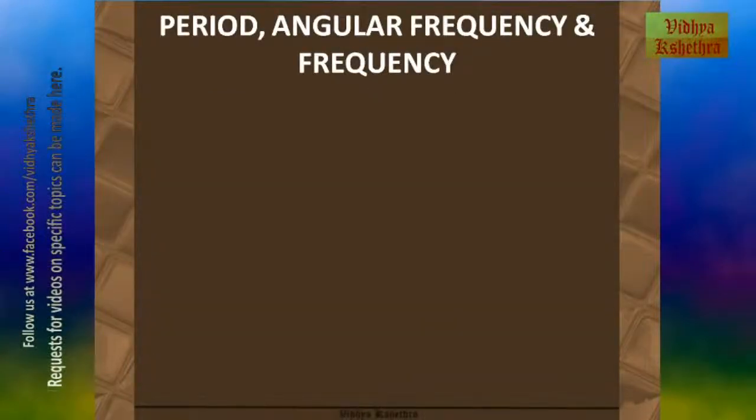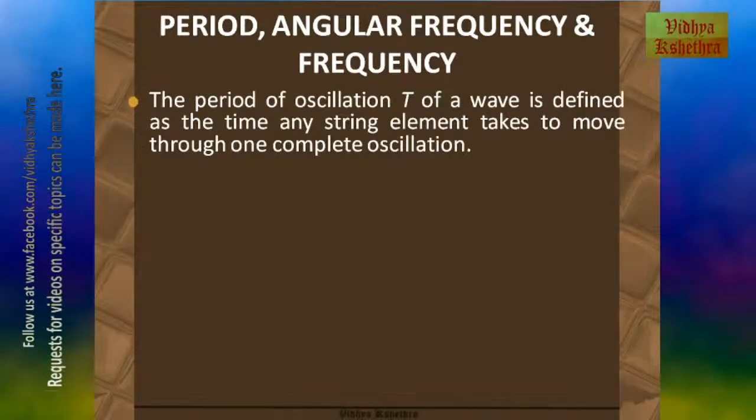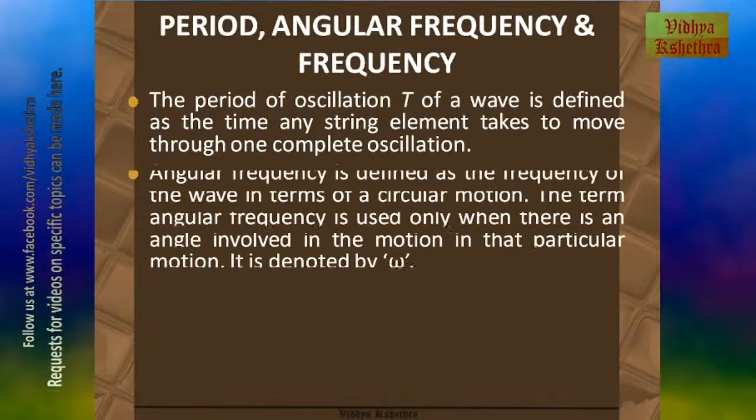Period, angular frequency, and frequency of a wave. The period of oscillation T of a wave is defined as the time any string element takes to move through one complete oscillation. Angular frequency is defined as the frequency of the wave in terms of a circular motion. The term angular frequency is used only when there is an angle involved in that particular motion. It is denoted by omega.